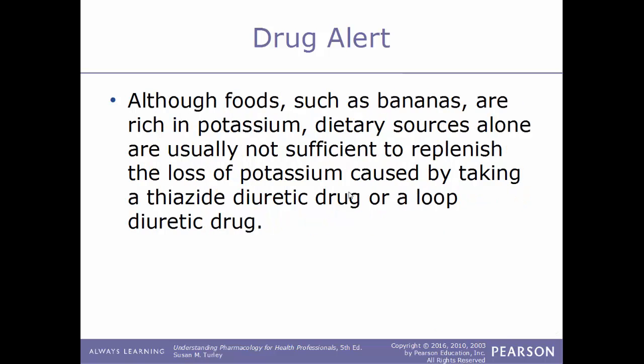Although foods such as bananas are high in potassium, the dietary sources of potassium are usually not sufficient to replace the loss of potassium that's caused by these diuretics.